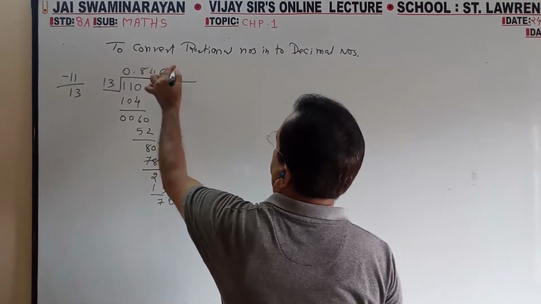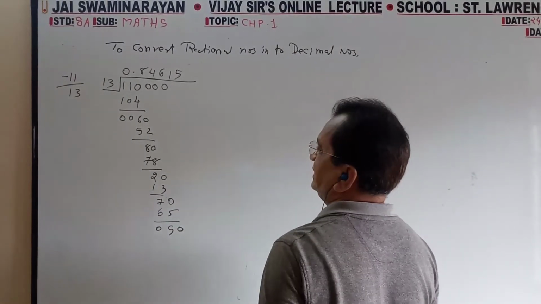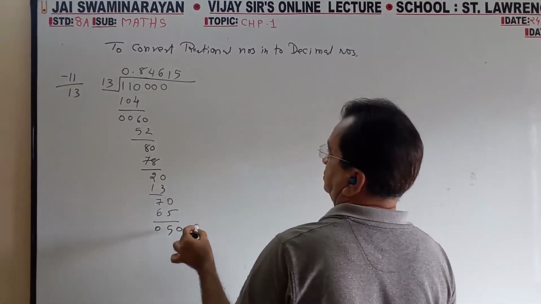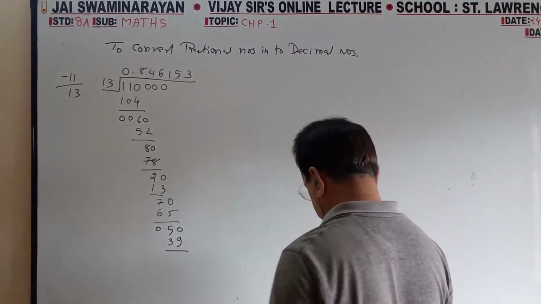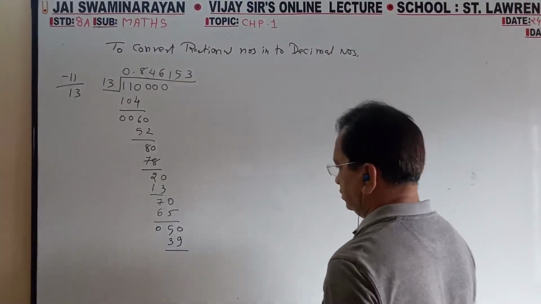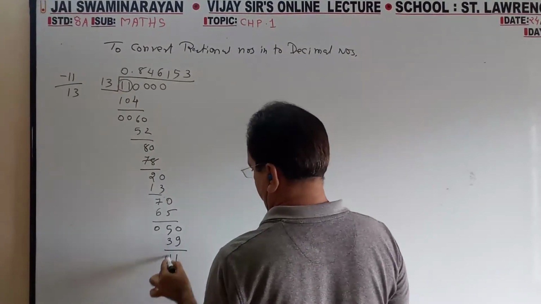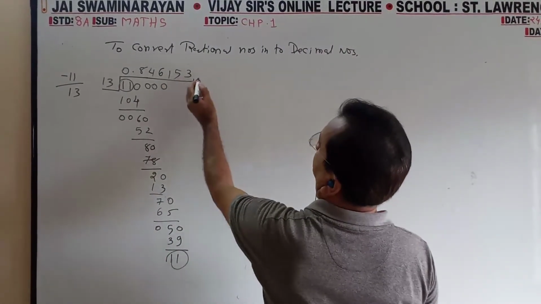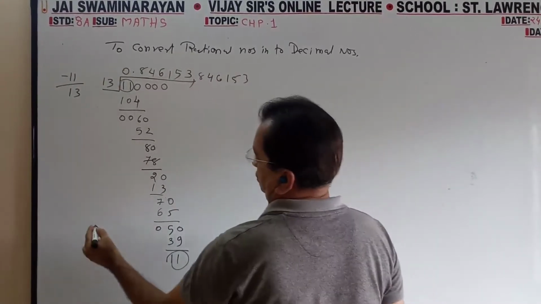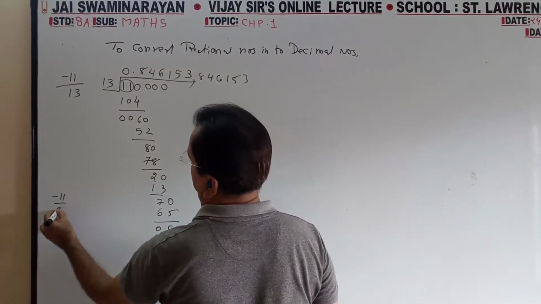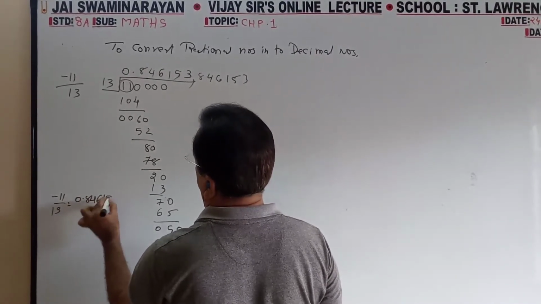Now it is 5s are, so 65. So 3s are correct. So it will be 11. So 11 it is coming here. So then it will be again 4, 8, 8, 4, 6, 1, 5, 3. So minus 11 by 13 is equal to 0.846153.